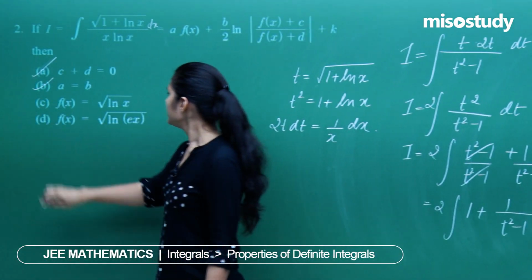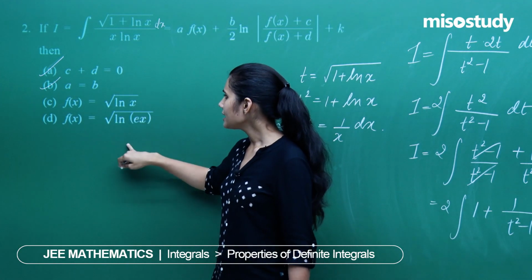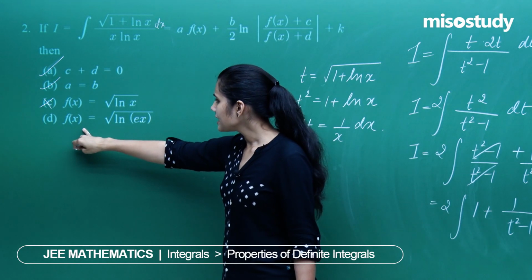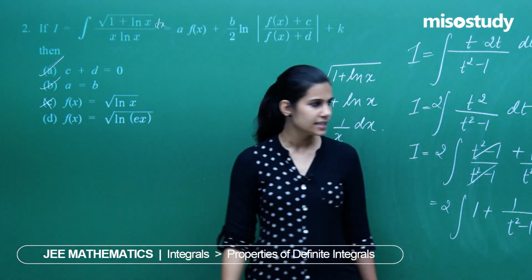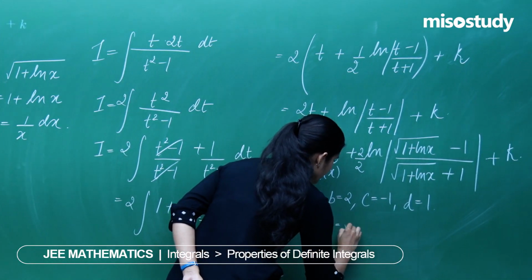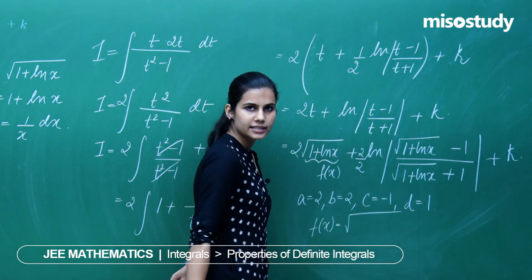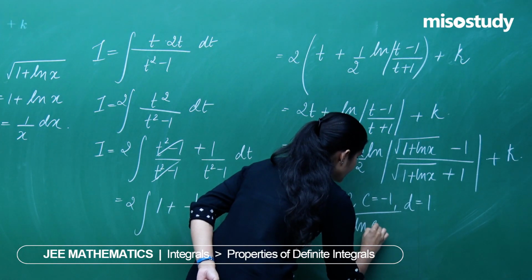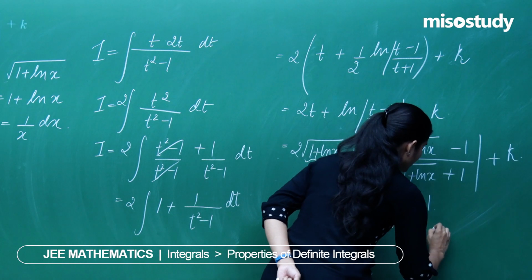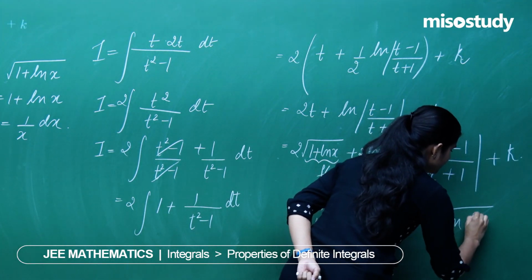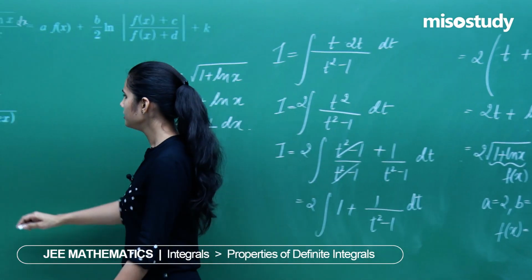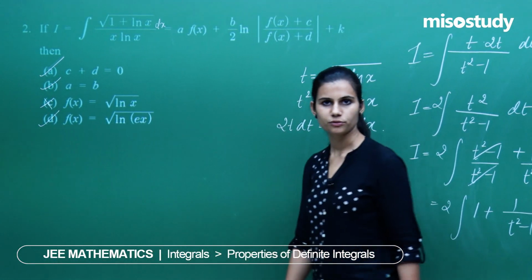Fine. Is f(x) equals under root ln x? No, it is equal to under root 1 plus ln x. But this is saying, is f(x) equal to ln ex? Yes, of course. Why? Because f(x) is under root 1 plus ln x. 1 can be written as ln e to the base e plus ln x to the base e, which becomes ln ex. And therefore, yes, this is also true.